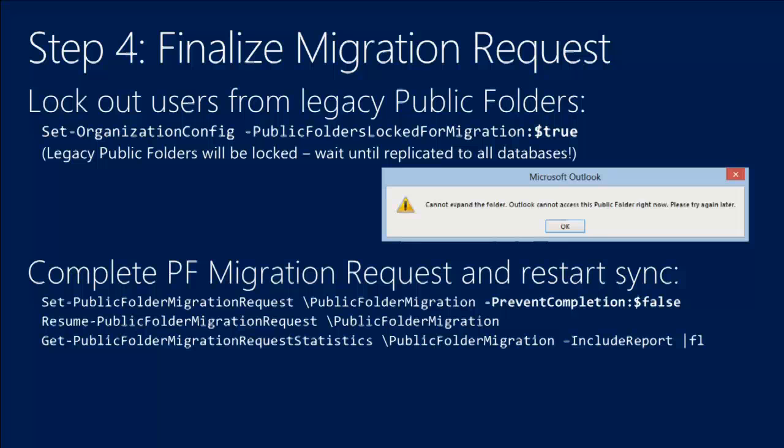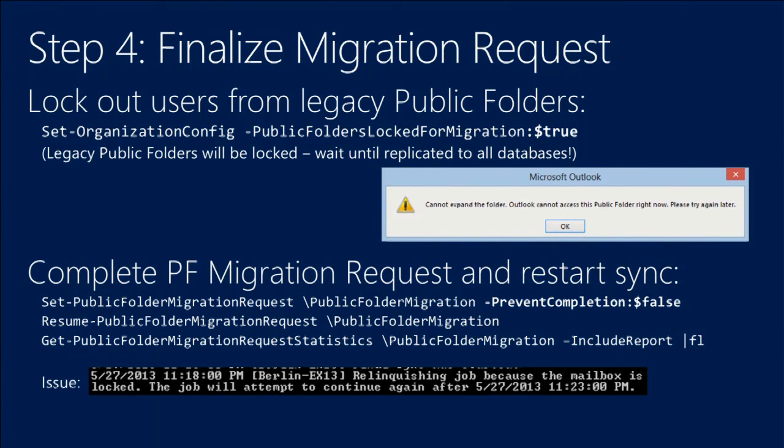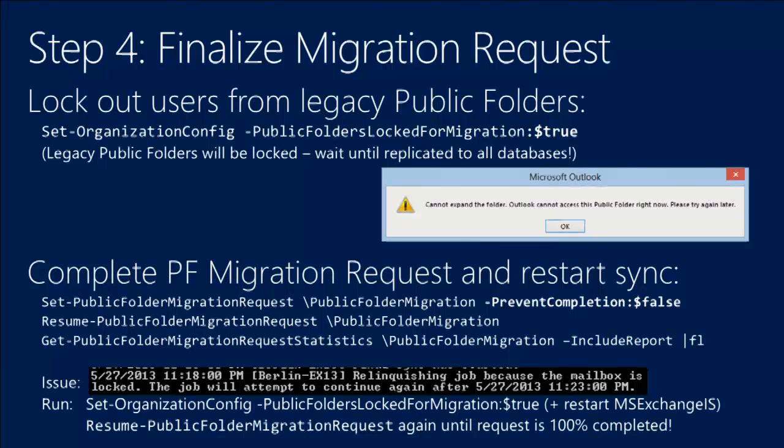And wait, of course, get public folder migration statistics and investigate here when the migration is finished. After that, here's a common issue that I found many people had when testing public folders. In the report, it said, "relinquishing job because the mailbox is locked." The problem here was that the source environment, the Exchange 2010 or 2007 environment, wasn't locked correctly. So here again, you need to lock that. If you see a message like that, just lock your source environment and it will go through.